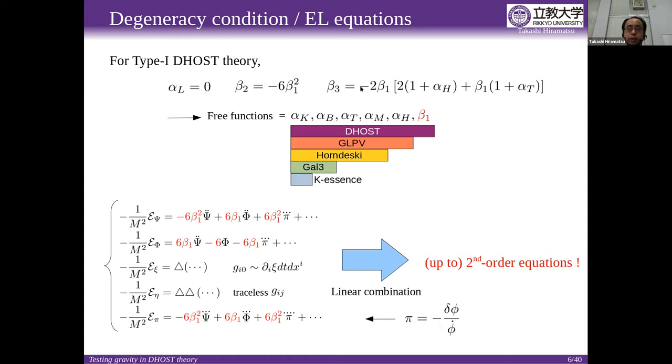Actually, these equations have higher order derivative terms in time. For example, this is a pi third time derivative, and here is a pi fourth time derivative. But thanks to the degeneracy conditions, the coefficients of the higher order derivative terms are related with each other, like that. So if we take a linear combination of these equations, we can get second order derivative equations in time.